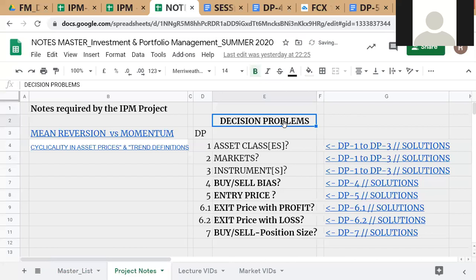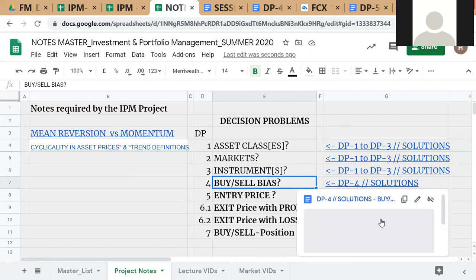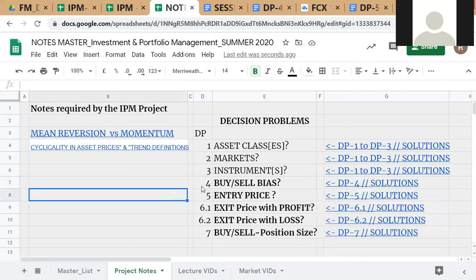Okay, so based on the discussions I've had, I've tried to create one document for each of the decision problems, and all the discussions we have on these decision problems I've put into these documents. These documents are all in your notes. You can just launch them from this website, whatever suits you. Okay. So this is how you should be proceeding, and this is how we are also proceeding.